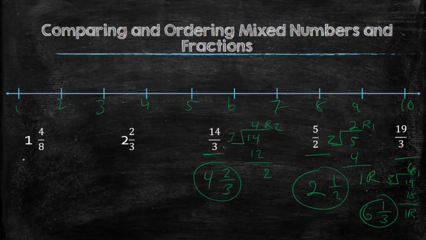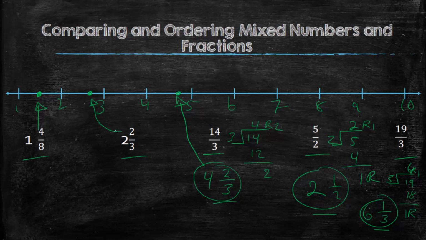Okay, so we've converted these improper fractions to mixed numbers. So now we have 5 mixed numbers. Now we could actually order them and plot them on the number line quite easily. 1 and 4/8, so we know it's between 1 and 2. Well, 4/8 is actually the same as a half. So it's 1.5, which is right here, right? 2 and 2/3, so it's between 2 and 3, but it's closer to 3 because it's 2/3. So that one's probably over here. Let me draw an arrow here. 4 and 2/3. Okay, so that's between 4 and 5, and it's closer to 5 because it's 2/3. So that's over here.